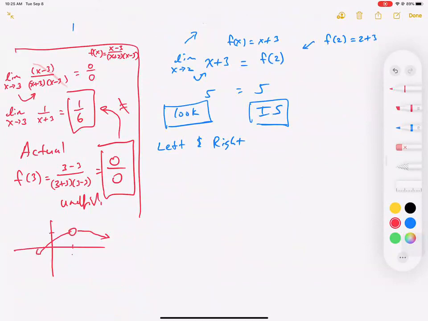Let's call this 3 and call this, let's say, 1 over 6. Okay. So on this graph, let me ask you this question. On this graph, the right side looks like 1 over 6. The left side is approaching 1 over 6. But the value doesn't even exist. So this is not continuous. The limit might be 1/6, but the actual value does not exist.